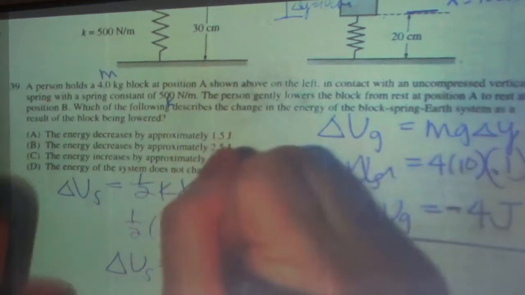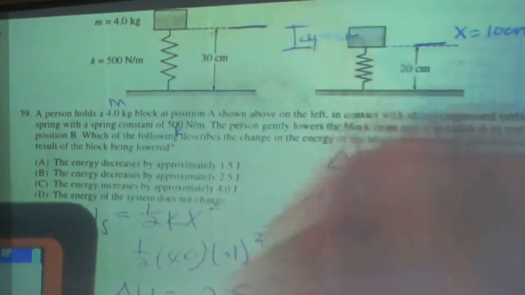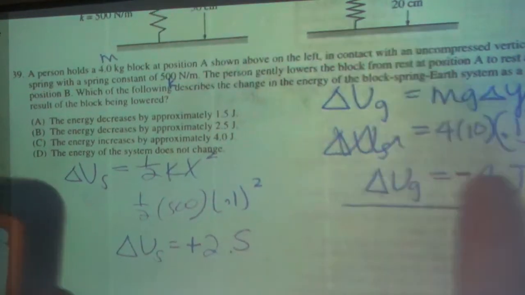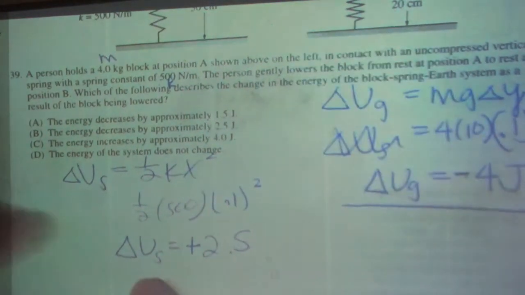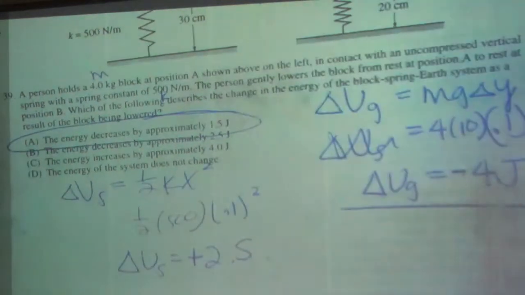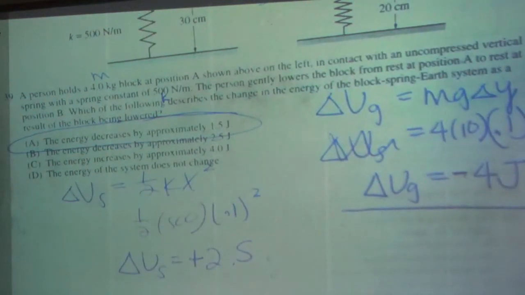2.5. And here I am gaining energy because at first I had none and now I have spring potential energy. So I'm losing 4 joules of gravitational, but I gained 2.5. So overall I lost 1.5, because plus 2.5 but minus 4 gives me minus 1.5 overall.